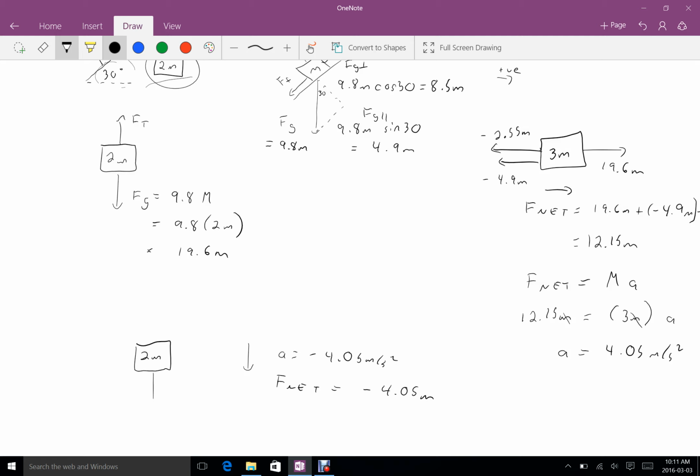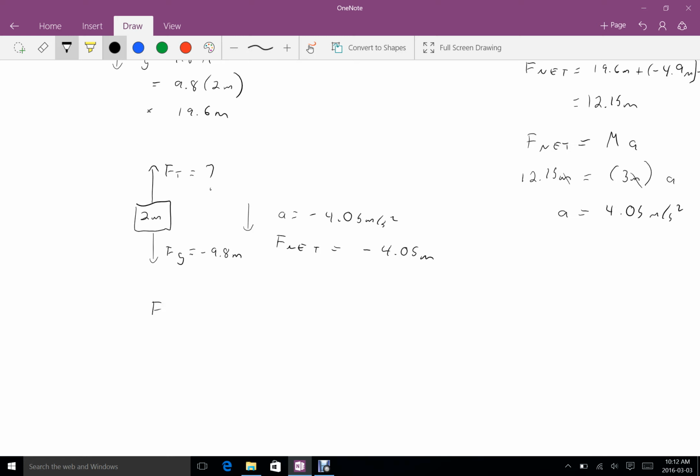With that in hand, I can recognize that the forces that are leading to that net force are the force of gravity and the force of tension. The force of gravity is equal to negative 9.8 m, and the force of tension is what I'm looking for. Net force is the sum of the forces. So negative 4.05 m is going to be equal to my force of gravity, negative 9.8 m, plus my force of tension. And moving the 9.8 m over to the other side, I get a tensile force of 5.75 m. I can't go any further than that. I don't know the absolute value of it, but that is an expression of it in terms of the masses used in the actual problem.